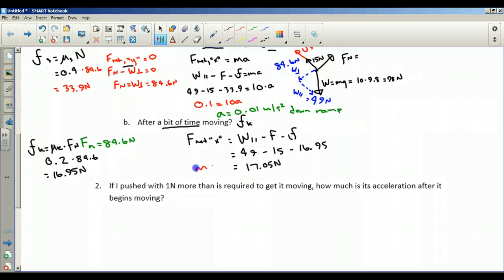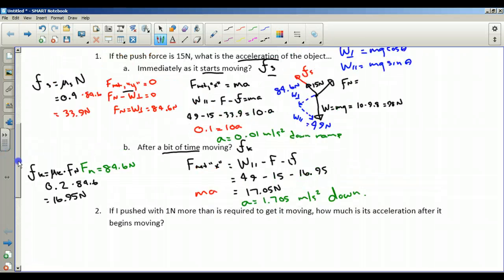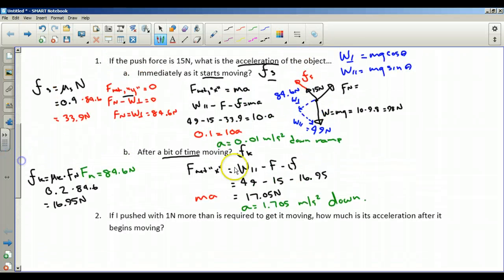And as a result, 17.05 newtons is our net force. That's equal to mass times acceleration. So our acceleration is going to be 1.705 meters per second squared down the ramp. So take a look, understand that as it starts moving, it is moving with a small amount of acceleration, and as it continues to move, it increases its acceleration significantly.